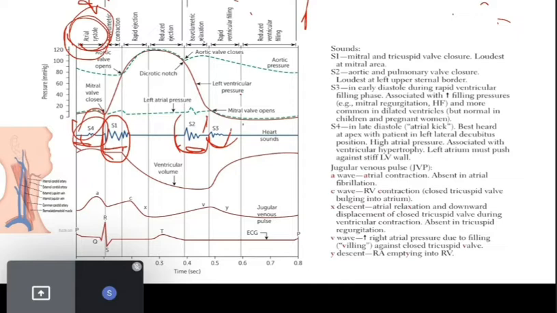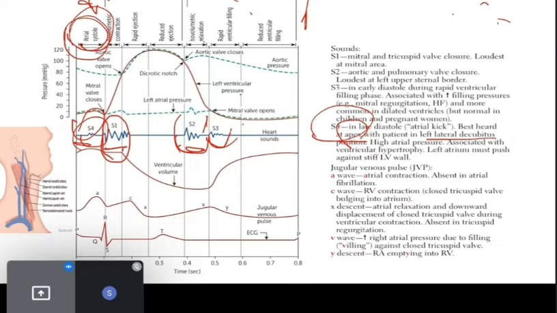So in the late diastole, the atrial kick, which is the atrial systole, is best heard at the apex. So S1, S3, and S4 are best heard at the apex of the heart, and you will see where the apex is after a few seconds. S4 is best heard at the apex when the patient is in the left lateral decubitus position, lying on their left side. At the apex, in the left lateral decubitus position, this is the best way to hear the atrial systole, which is the S4 sound.